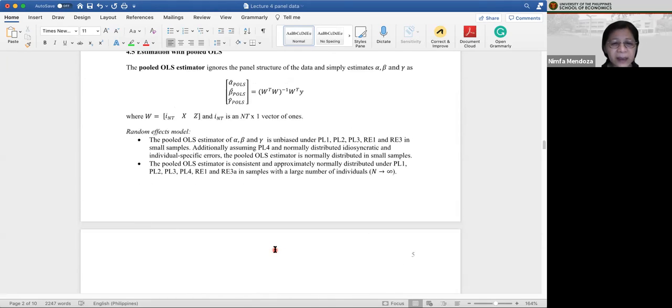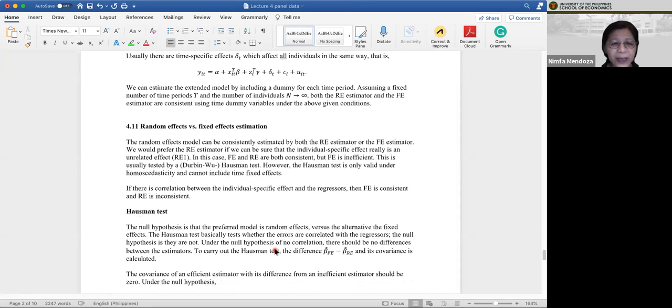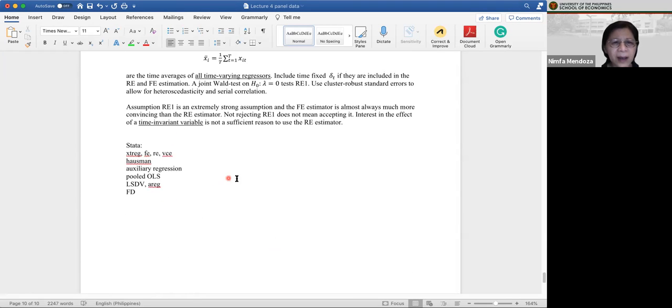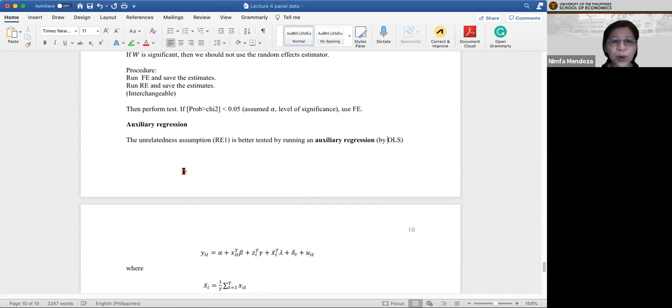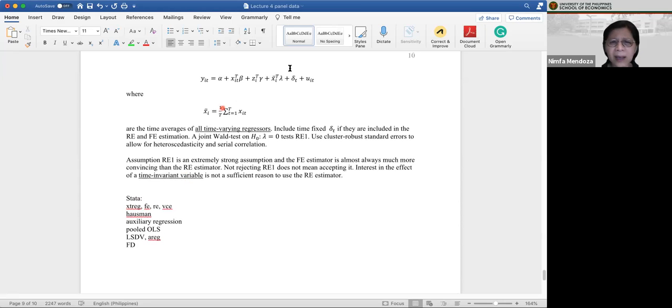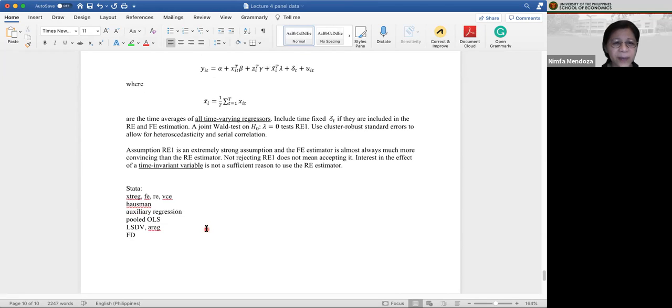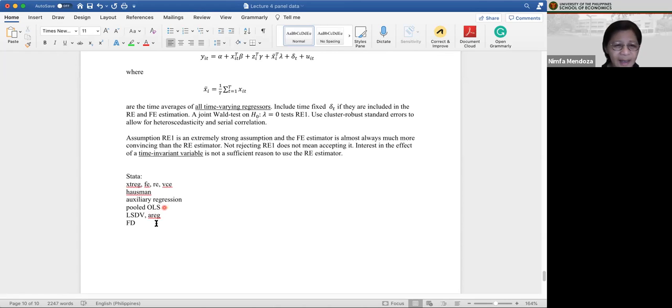So that's the comparison of random effects and fixed effects. For Stata, these are just some commands you might encounter: xtreg, fe for fixed effects, re for random effects, vce for the robust standard errors, hausman for the Hausman test. For the auxiliary regression, you have to write out the commands. You have to do OLS using the regress command. You have to generate these variables and so on.